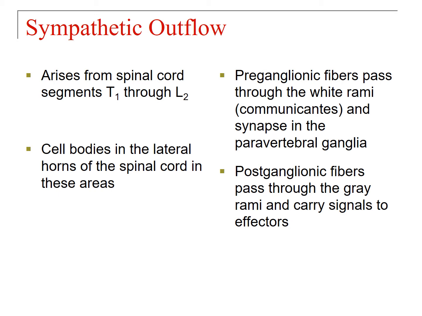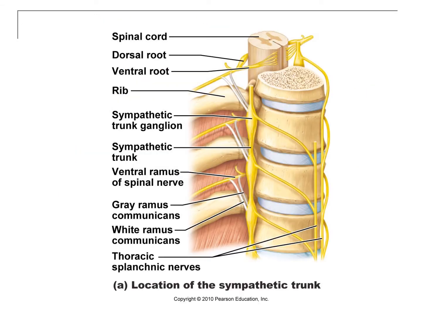Now, the preganglionic fibers will pass through what are called the white rami and will synapse in the paravertebral ganglia. We'll see some diagrams of this in a little bit. By the way, the white rami can also be called the white rami communicantes, but I'm just going to call it the white rami. Postganglionic fibers pass through the gray rami. These carry signals to effectors, and if you're wondering what a ramus is, we're going to find that out in just a little bit. Like now.